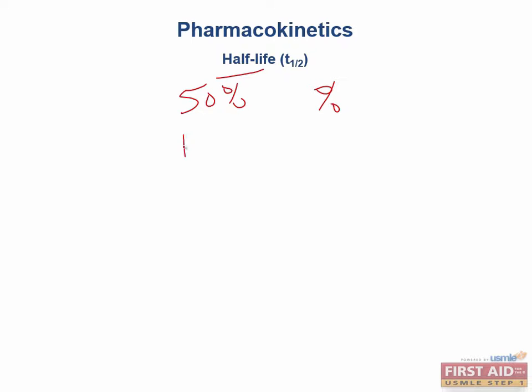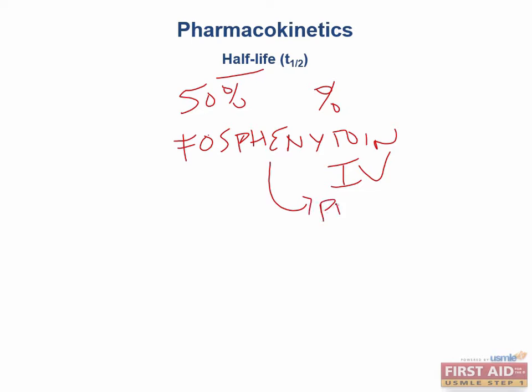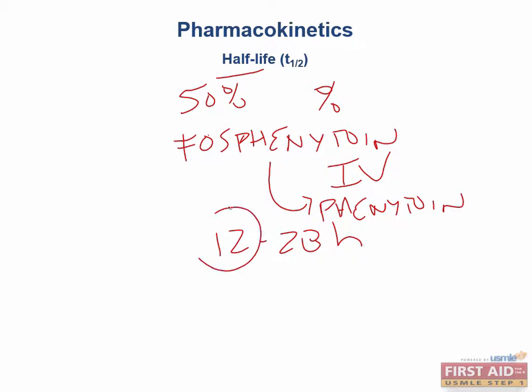For example, let's say that we are giving the patient fosphenytoin for new onset seizures, and we're giving it IV, which is the only way you can give it, and it's converted into phenytoin in the body in about 15 minutes, and then this whole thing stays in the body for about 12 to 28 hours. Let's just say one half-life is 12 hours. So at that one half-life, or 12 hours, we can expect 50% of this intravenous infusion of fosphenytoin, which is converted into phenytoin, to be in the person's body.